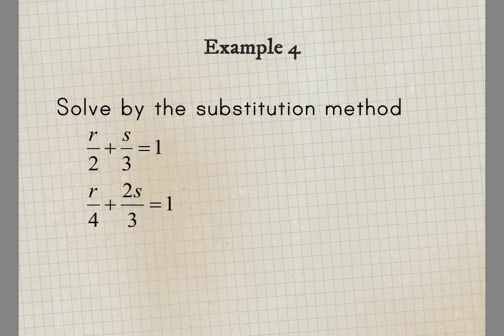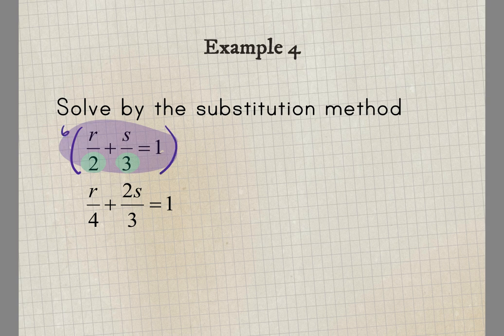Example 4, now we've got some fractions here. Nobody likes a fraction. So my advice, get rid of them from the beginning. So I'm going to look at my denominators of each individual equation. I'm going to start with the top one. And so I've got a 2 and a 3. I want to find something they both go into, which is 6. And I'm going to multiply the entire equation by 6, one term at a time.